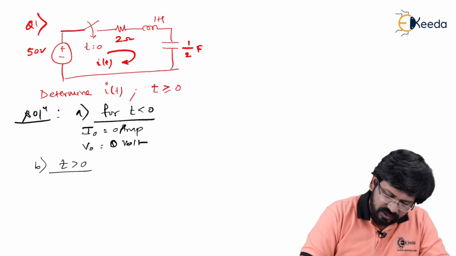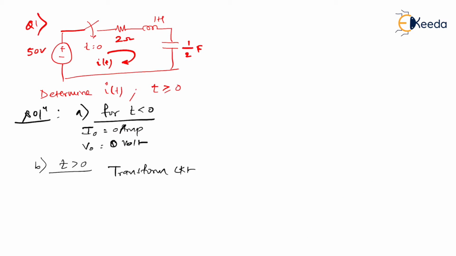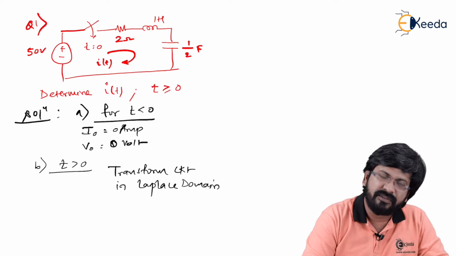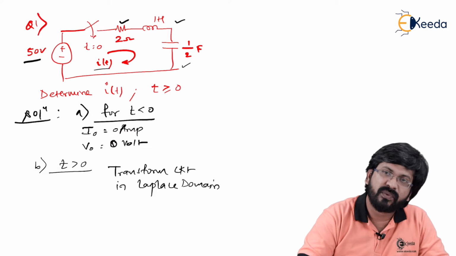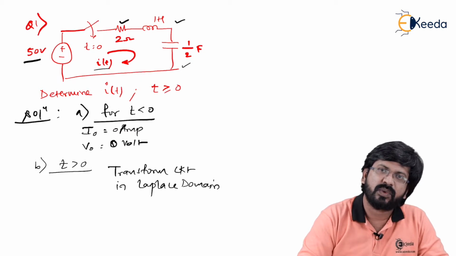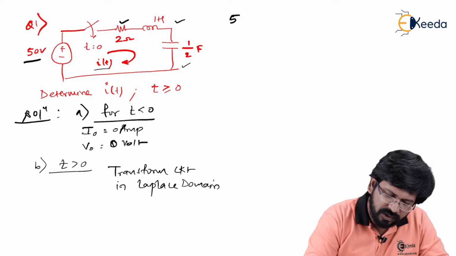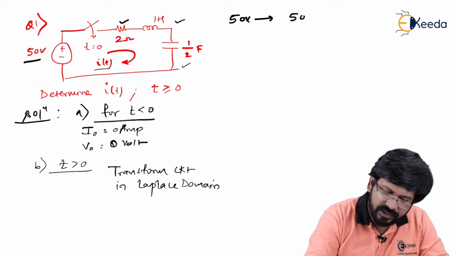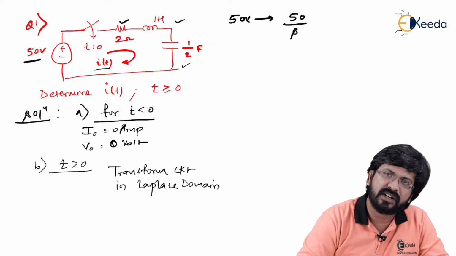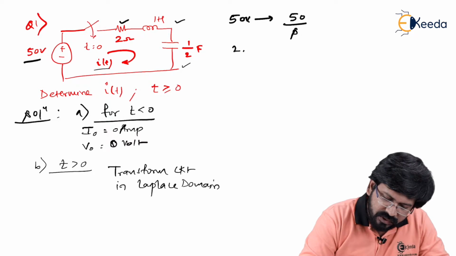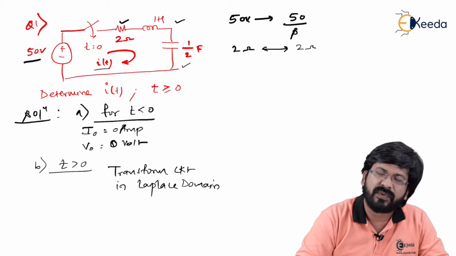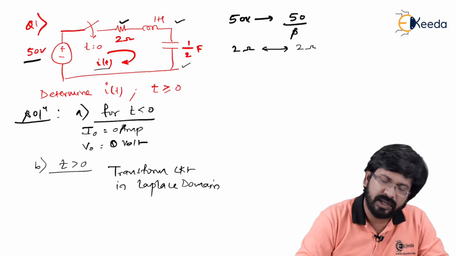For t greater than 0, we transform the circuit into Laplace. So see your circuit. Your circuit has every element like 50 volt, i(t), 2 ohms, 1 Henry, 1 by 2 farad. Every element here gets converted into the Laplace domain. For example, 50 volt becomes 50 by s after Laplace transformation, because you know the fact that a constant has Laplace transform k by s. Whereas your 2 ohms remains 2 only, because R remains R even after Laplace transformation.